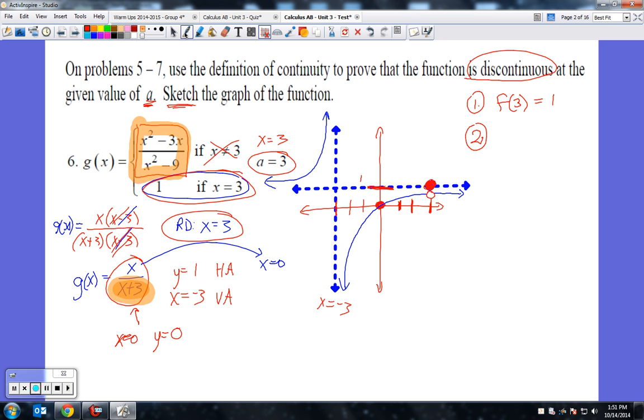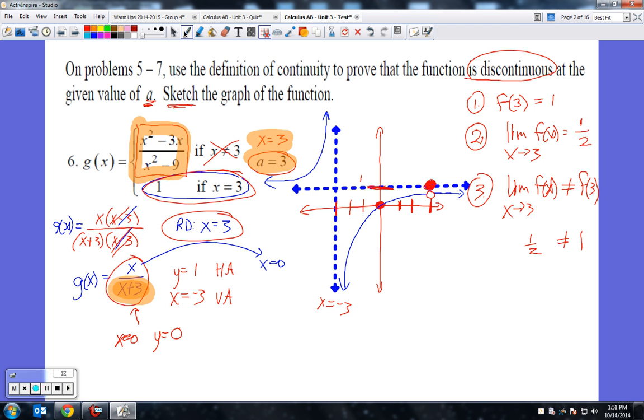Rule 2, does the limit exist? Well, the limit of f of x, as x is approaching this 3 that we're talking about, is in fact equal to 1/2. 1/2 is what the y value would be. And obviously this x approaching 3, which yields 1/2, does not equal the y value of 1. So 1/2 does not yield.